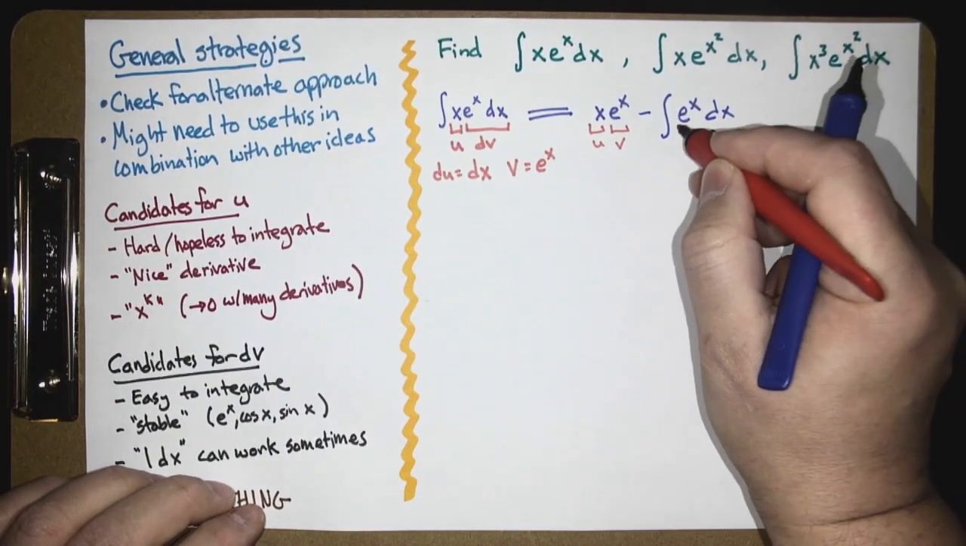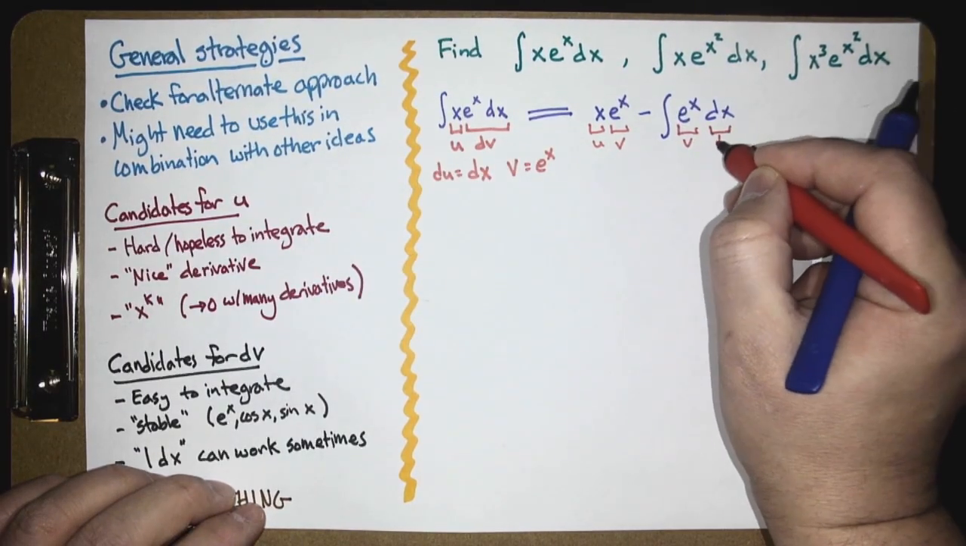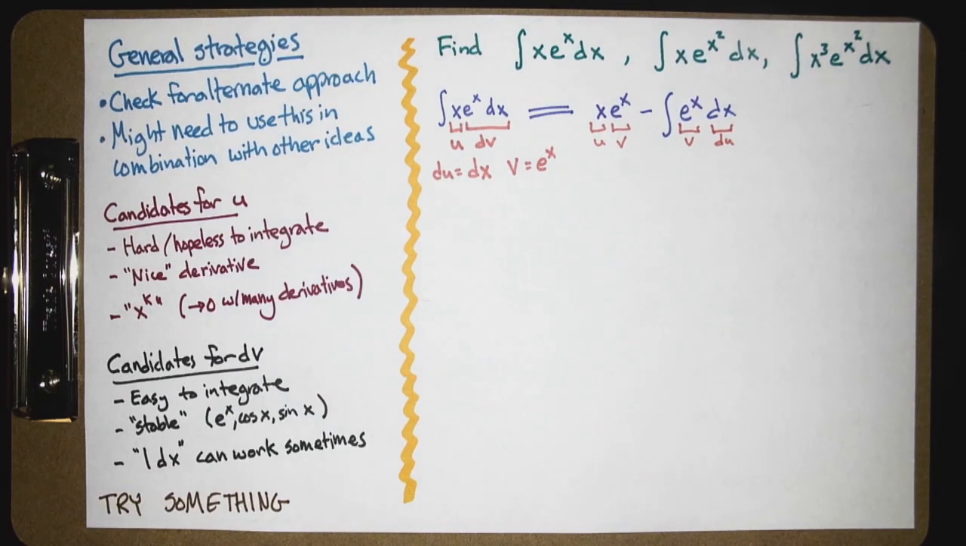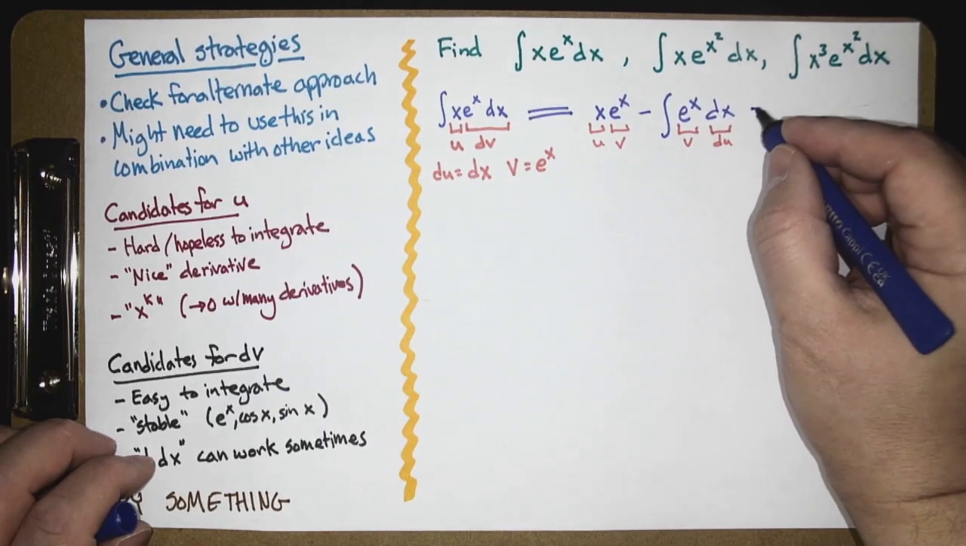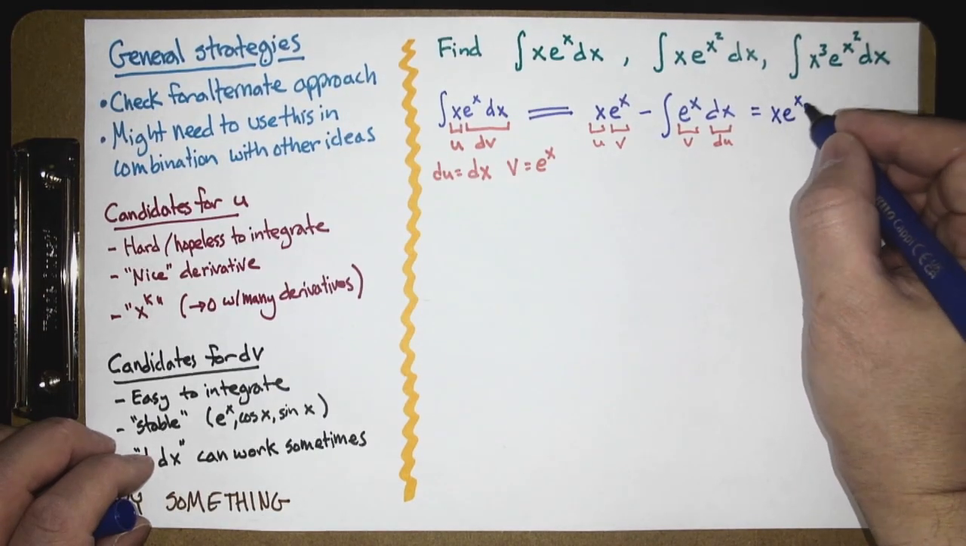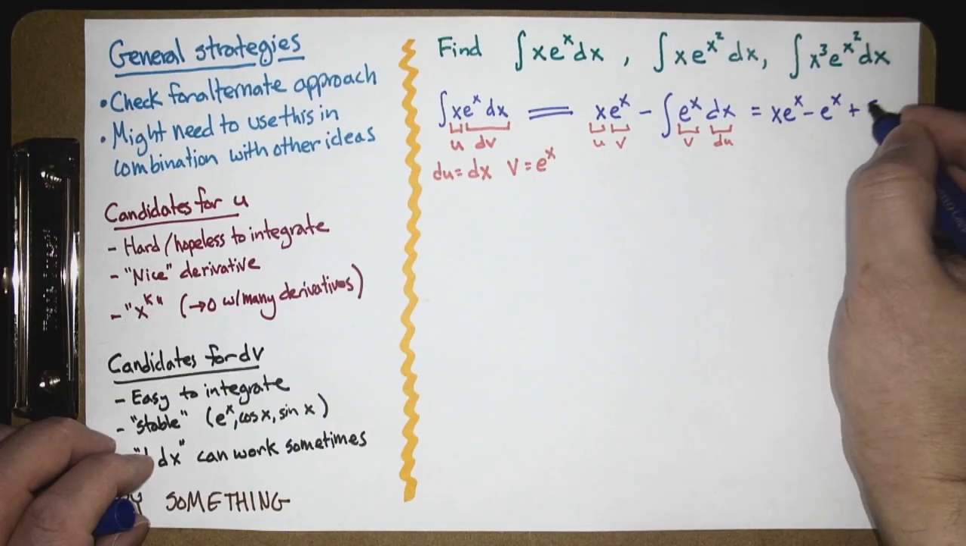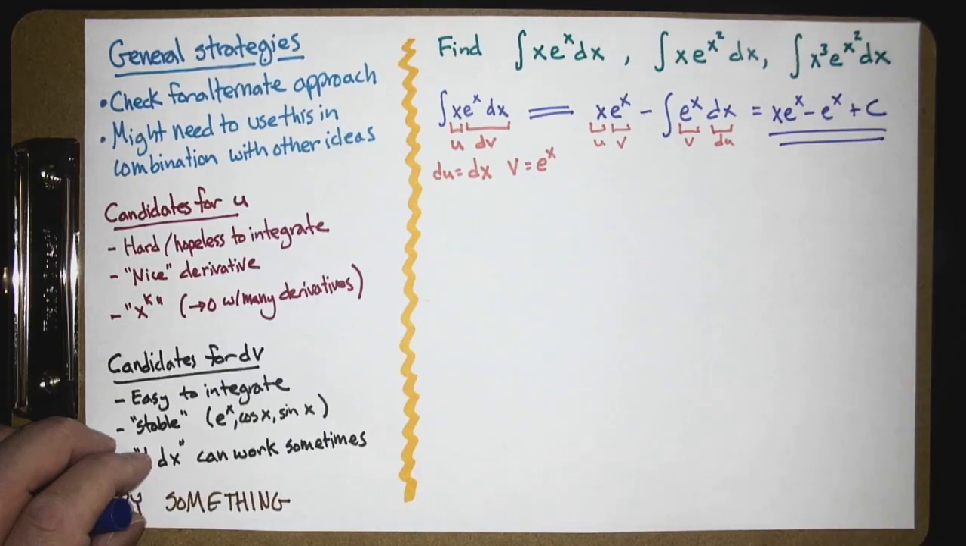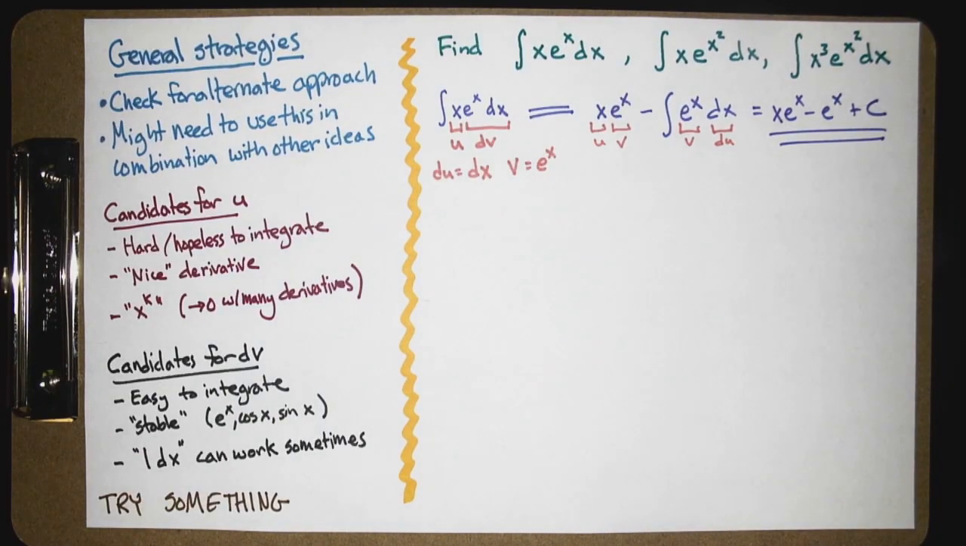All right, so there we have after one stage. And now you'll say, okay, well, x e to the x, didn't know how to do that right away, but e to the x, can we integrate that? Yes. What's the integral of e to the x? e to the x. And of course, don't forget to add plus c. And there we go. Okay, so that's not so bad. Well, let's do another problem.